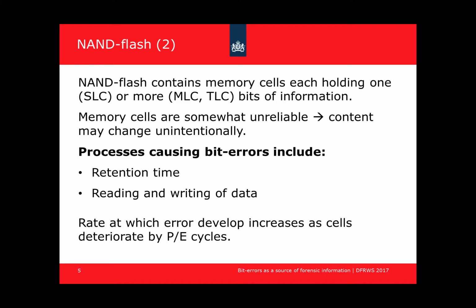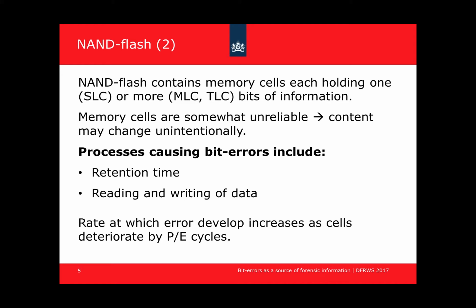But as I already explained, you have different flavors of NAND flash memory. You have cells which contain 1 bit of information, single level cells, or you have cells which contain 2 bits of information, called multi-level cells. And you also have cells which contain 3 bits of information, triple level cells. But these cells are unreliable, so the content of the memory cell may change over time unintentionally.